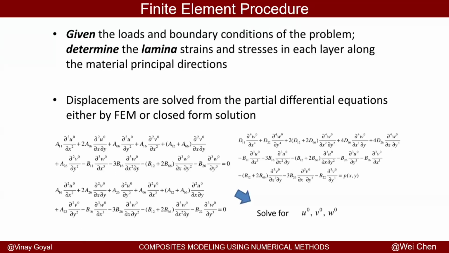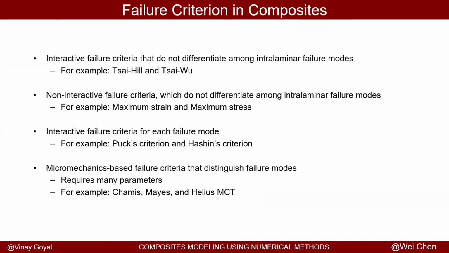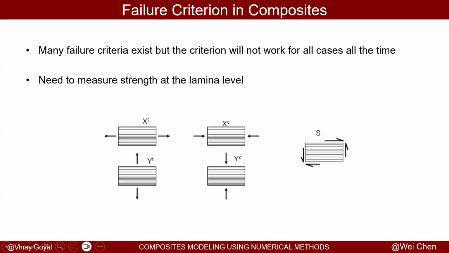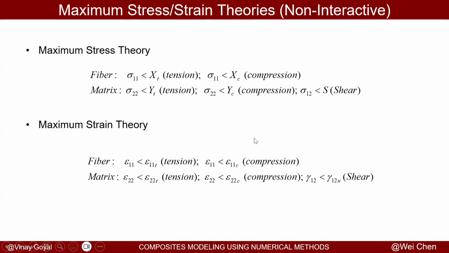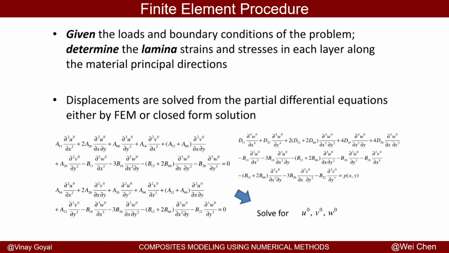What is the failure analysis procedure? If you're given loads and boundary conditions to the problem, what we're after is to determine when the structure will fail. And to do that, as you see, we need to get the lamina stresses in each of the layers along the material principal directions. What do I mean? We need to get the stresses along the fiber directions and transverse to the fiber directions, and that's required because, as you can see, we have these various strengths which are then used in each of these criteria.